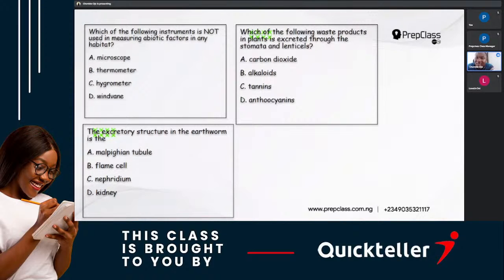So the only thing that is excreted from the lenticel cells and stomata of a plant is carbon dioxide. That's carbon dioxide. So from the stomata and lenticel cells of an organism, it is carbon dioxide. So next question.